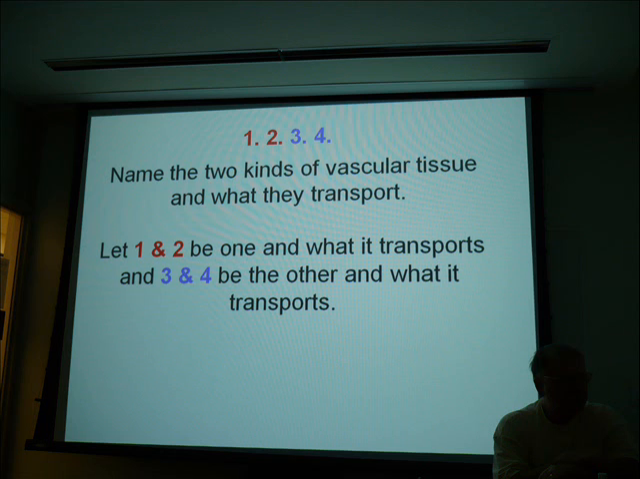The order doesn't matter. I said phloem carries food, xylem carries water. Or you can mix them. Okay?